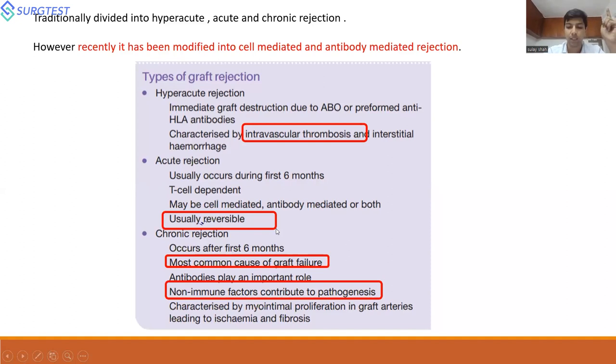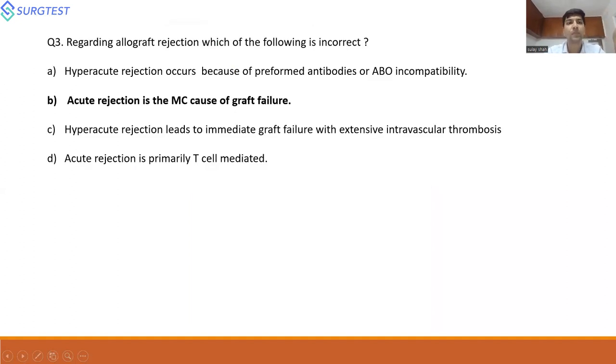So coming back to the same MCQ, hyperacute rejection occurs because of preformed antibody is true. Hyperacute rejection leads to immediate graft failure with extensive thrombosis is true. Acute rejection is primarily T cell mediated is partially true, if you consider the old edition; the new edition makes a distinction for acute rejection. But the clearly wrong answer is that acute rejection is the most common cause. It is not the most common. The most common cause of graft failure is chronic rejection.